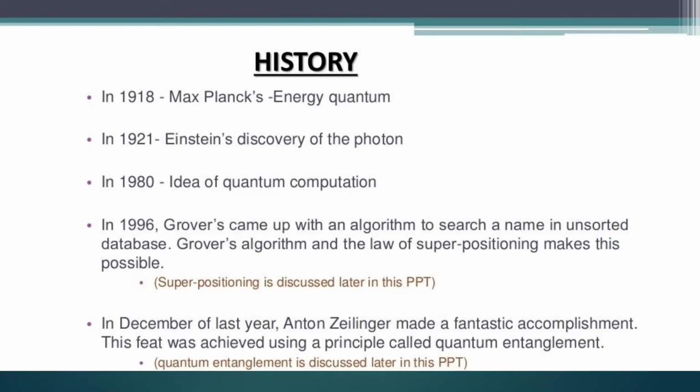Let's talk about the history. In 1918, Max Planck's energy quantum. In 1921, Einstein's discovery of photon. In 1980, the idea of quantum computation. In 1996, Grover came up with an algorithm to search a name in an unsorted database. Grover's algorithm and the law of superposition make this possible. In December of last year, Anton Zeilinger made a fantastic accomplishment. This feat was achieved using a principle called quantum entanglement.